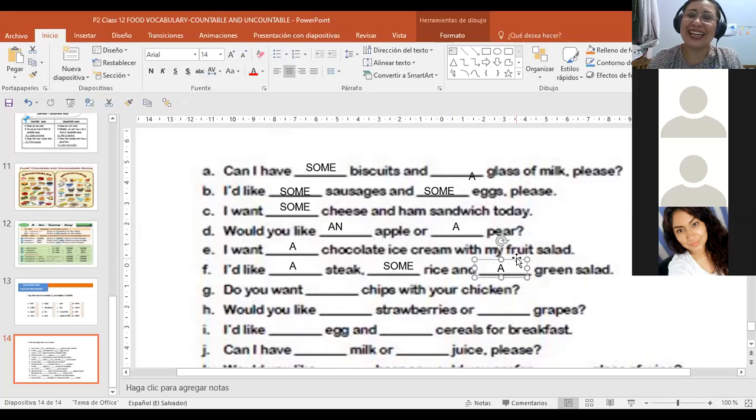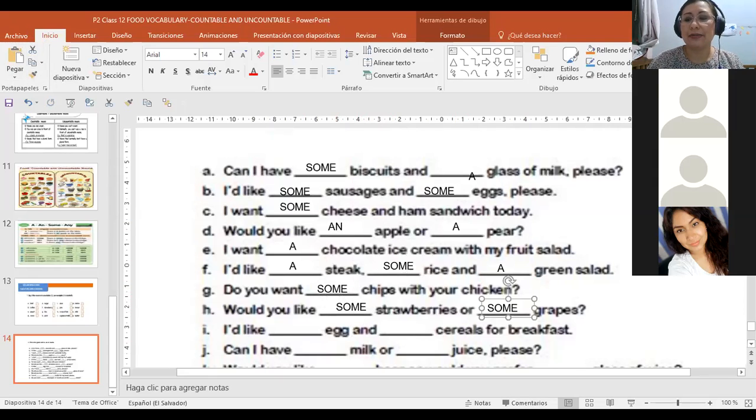Okay, letter G. Would you like some chips with your chicken? Okay, let's see. Vamos a ver. Would you like strawberries or grapes? Some strawberries. Yes, would you like some strawberries or some grapes? Because it's plural also, ¿verdad? También está en plural.